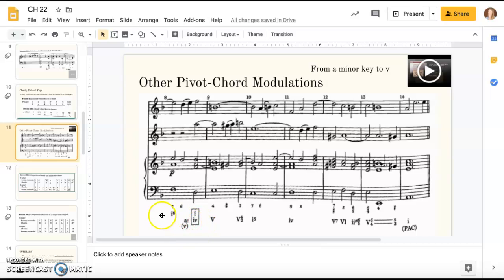So a little confusing, but basically we're showing that it's not just using a pivot chord, or it's not just going from relative major to relative minor. You can also go from the minor 1 to the minor 5. Just again highlighting the relationship between tonic and dominant chords. So make sure you give that a listen.